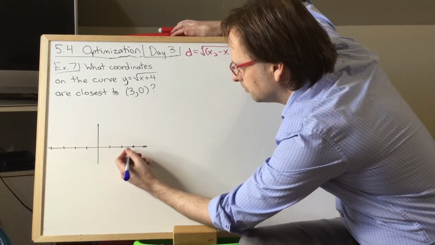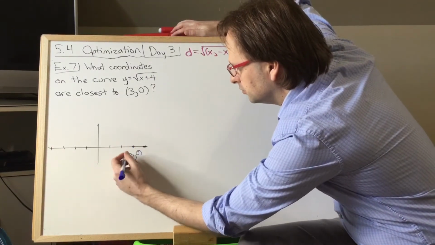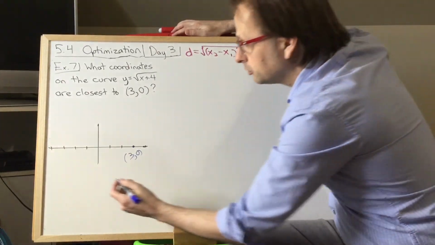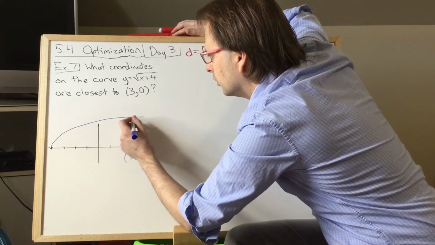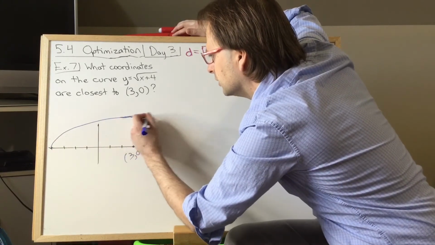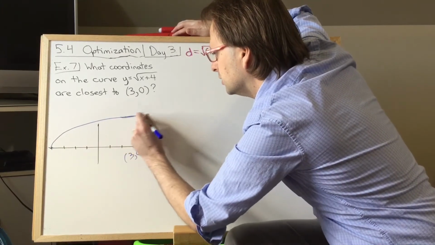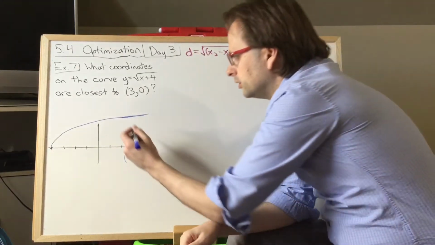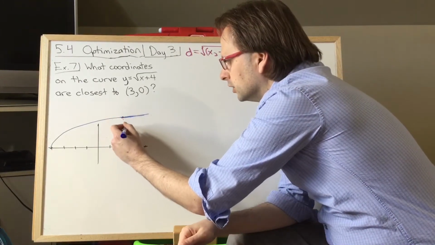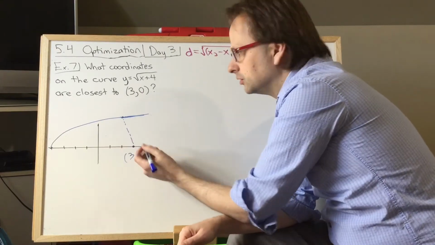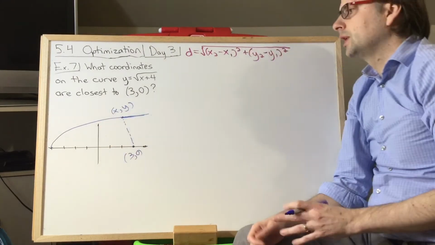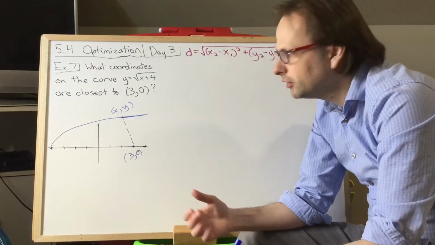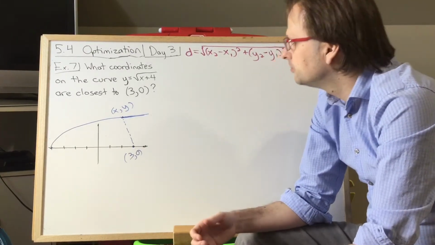Here's 3, 0. The curve root x plus 4 is a square root graph that starts back here, left 4. It doesn't ever go down. There we go. So there's some point over here that is closest to this point 3, 0. Let's call it x, y. There's our drawing. I don't know if it's perfect, but it gives us an idea of what's happening.